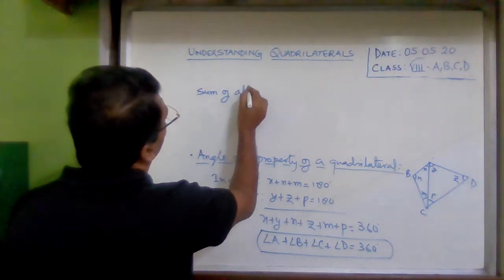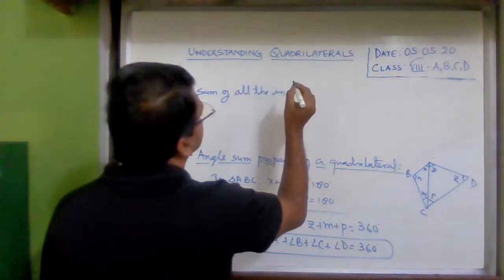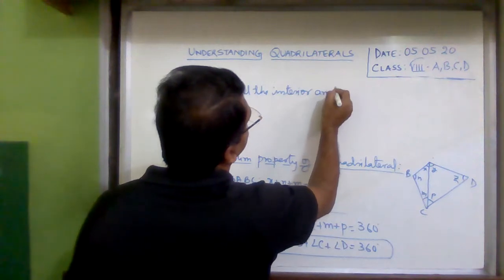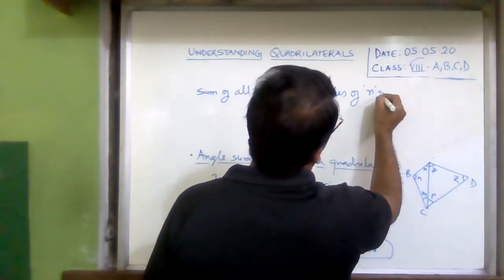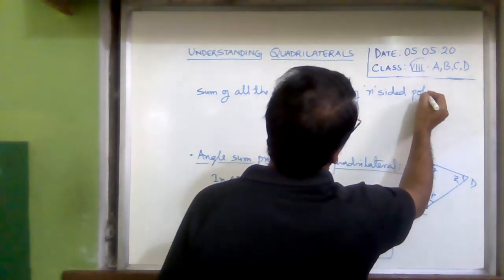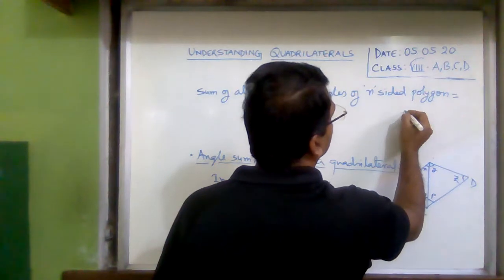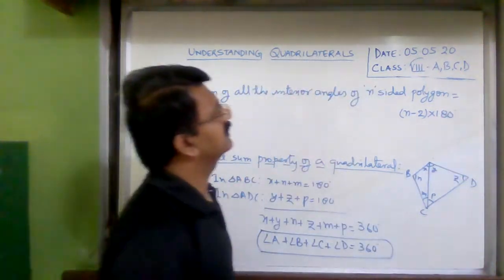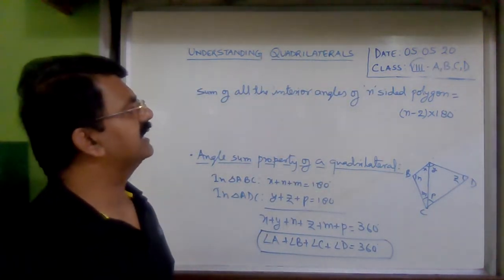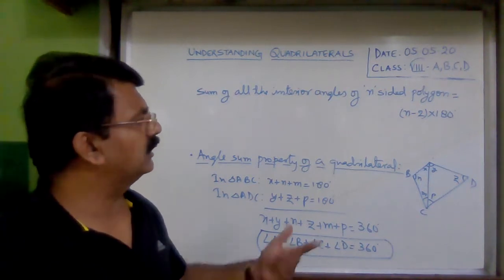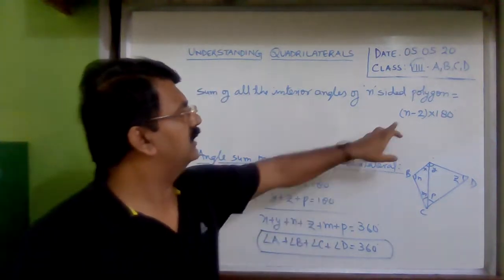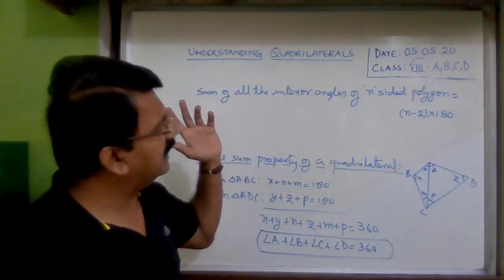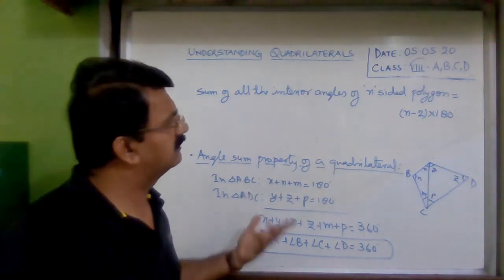sum of all the interior angles of an n-sided polygon is equal to n minus 2 into 180. The formula is sum of all the interior angles of an n-sided polygon will be n minus 2 into 180. Now you can easily see, if we are considering the triangle, you put n is equal to 3 here. 3 minus 2 is 1, 1 into 180 is 180. So you can see the sum of all the interior angles of a triangle will be 180.